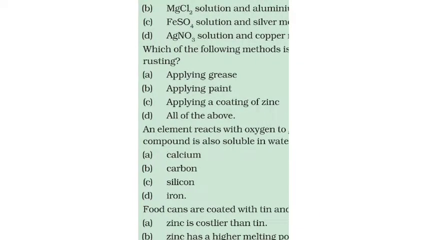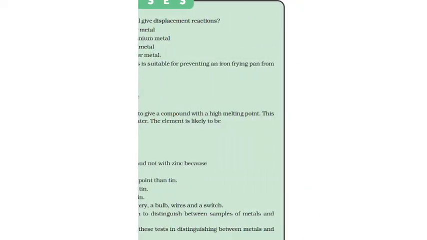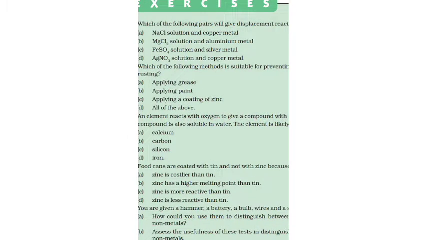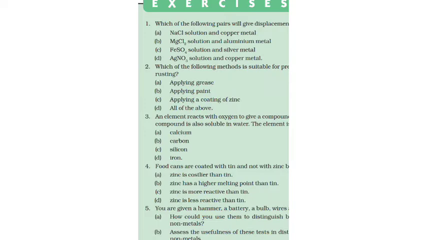Which of the following methods is suitable for preventing an iron frying pan from rusting? The correct answer is A. The frying pan can be protected from corrosion by applying oil, because grease is not suitable for cooking utensils. Only certain paints can be used which can withstand high temperature. Zinc is a low melting metal and it gets vaporized, so it is not advisable to use zinc for coating a frying pan.